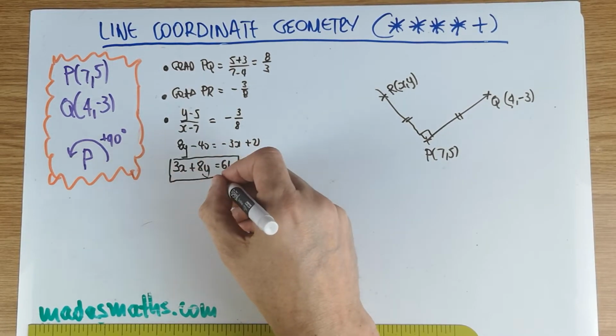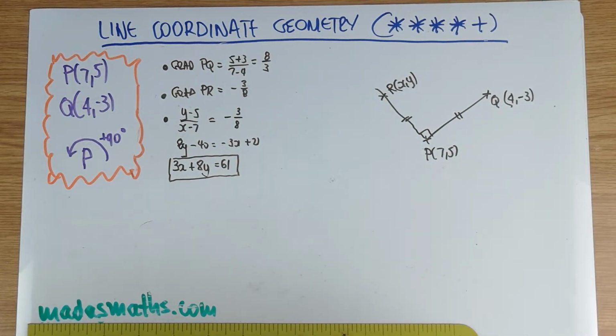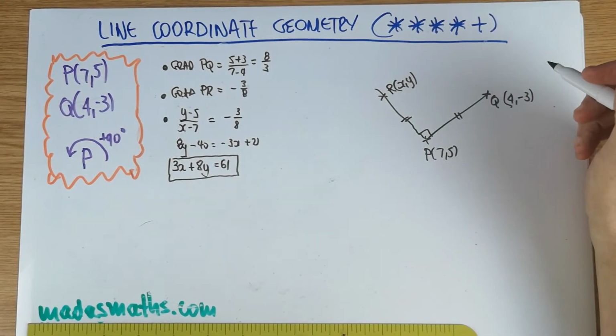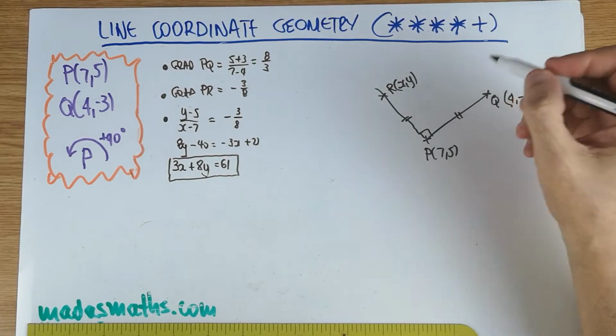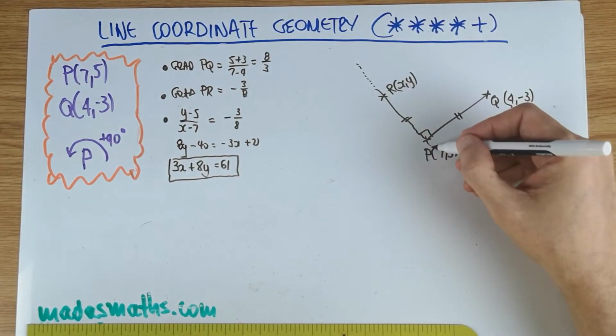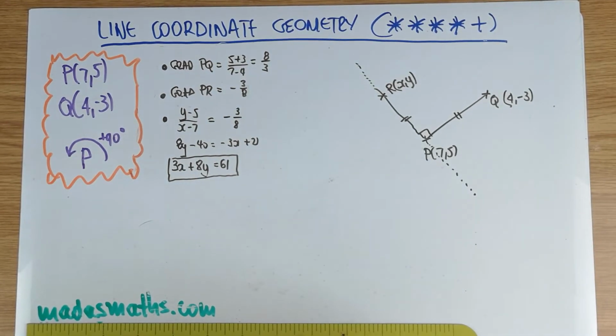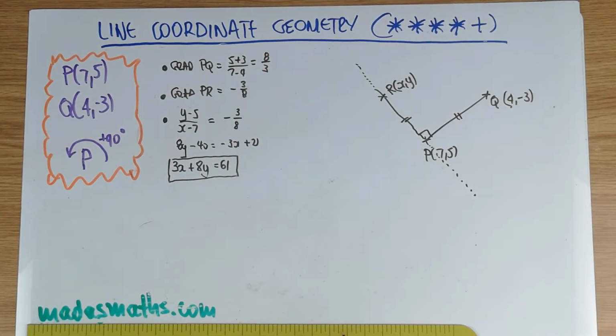So the x and the y, the coordinates of the point I'm trying to find, they're not random. They must satisfy this relationship, which is a line. So essentially all it's actually saying, that's the equation of this line, which I marked in dotted form, is 3x plus 8y is 61. I need another relationship. I need another equation.